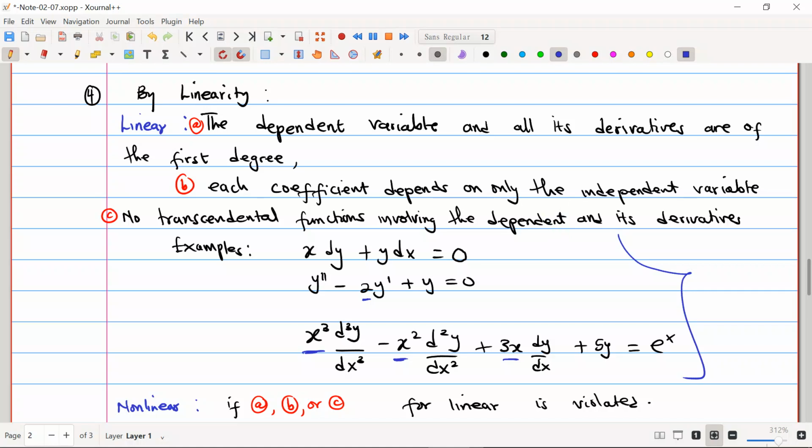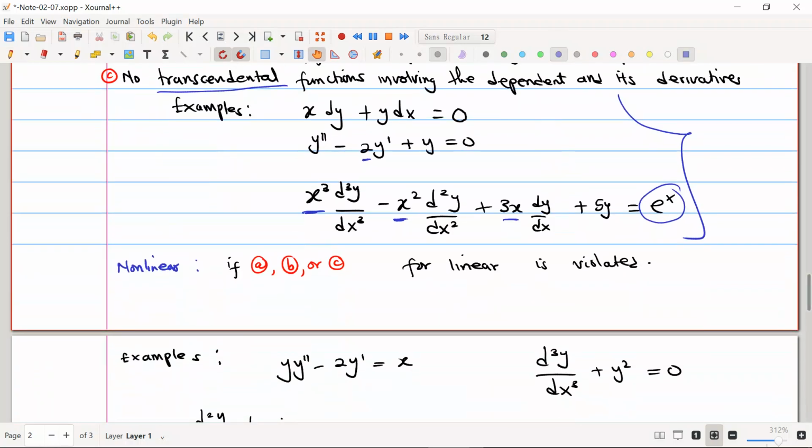No transcendental functions involving the dependent variable and its derivatives. What I mean by transcendental functions is the nonlinear functions like the log function, the trig functions, and the hyperbolic functions as well. So these are what we mean by transcendental functions. In our equation, I have a transcendental function e to the x here, but it depends on only the independent variable and not y, right? So this e to the x is okay with us because we don't have e to the y or e to a derivative involving y.